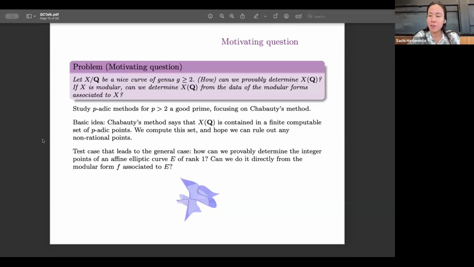For the first half of my talk, or maybe more, I'm going to start with a test case that leads to the general case. I just want to focus on the case of affine elliptic curves of rank 1. We can consider the modular form associated to our elliptic curve and use that modular form to determine integer points, or as much information about the integer points on our elliptic curve as we possibly can.